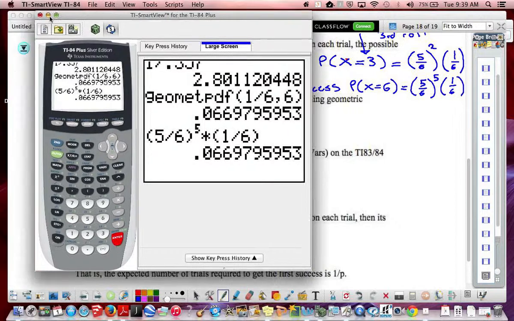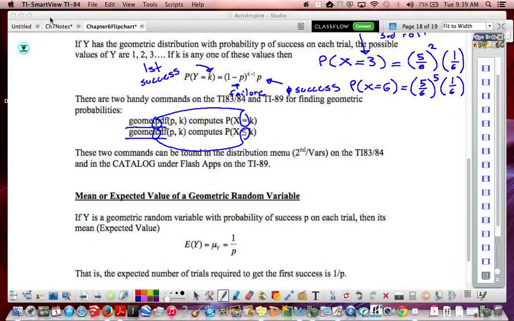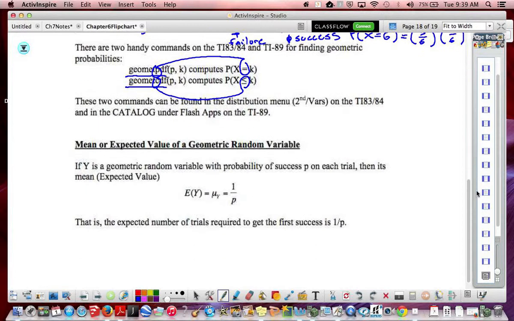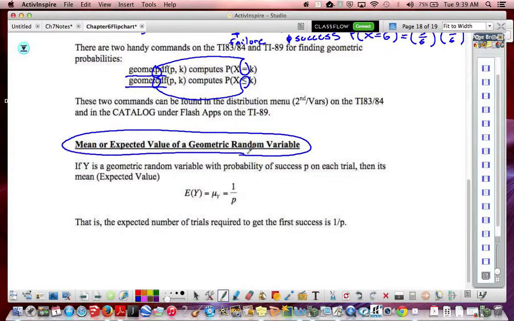Now the last thing about geometrics that will be important is you can actually calculate the mean or expected value of a geometric random variable, which is basically the average number of times you need to do something to get your first success. It's a very simple and easy formula. It's simply 1 divided by the probability of success. If you think about it, rolling doubles, 1 divided by 1/6 is actually 6. You would expect, on average, it would take you 6 rolls to get doubles.